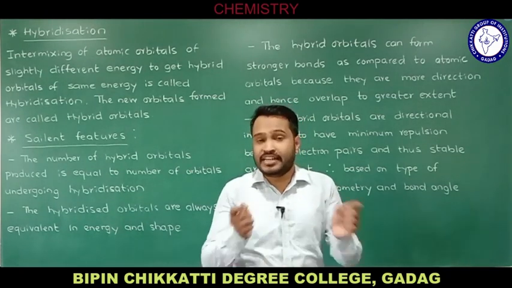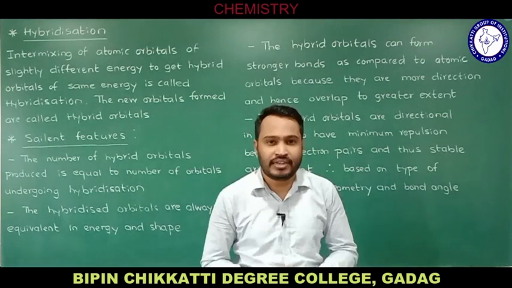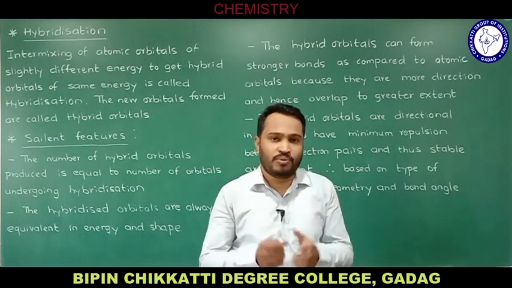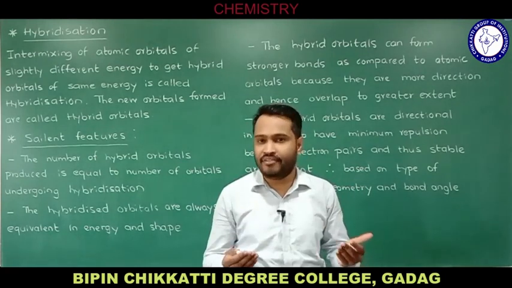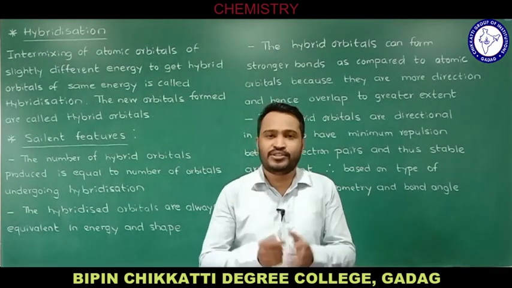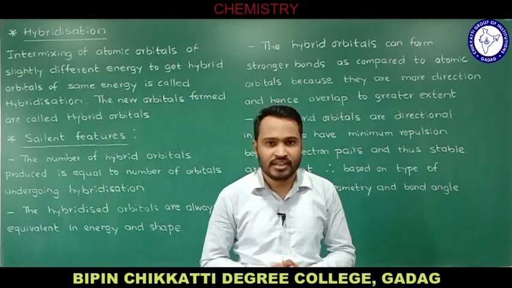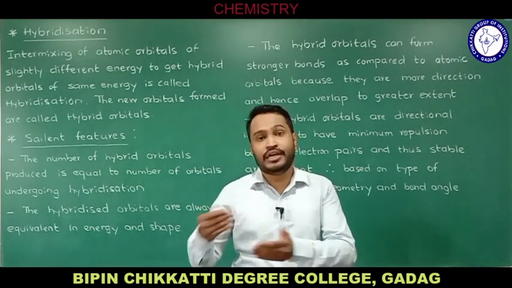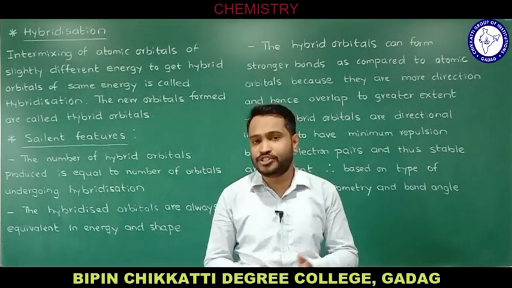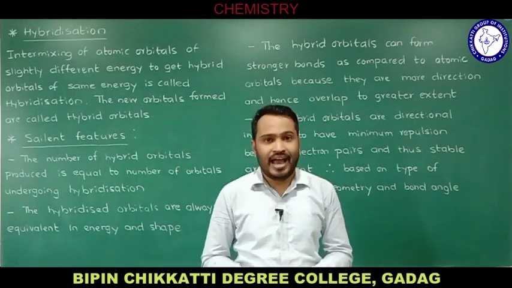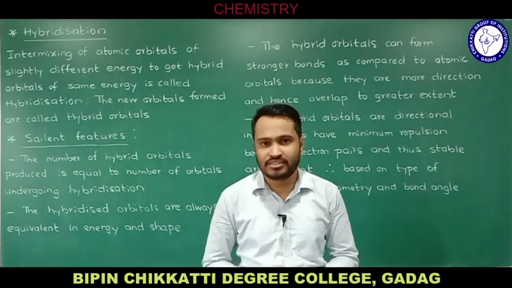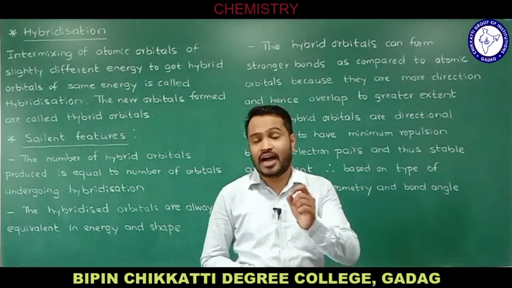Whenever the mixing of atomic orbitals takes place, these atomic orbitals which are going to mix have different energy and different shape. When there is intermixing of such atomic orbitals, there will be formation of new atomic orbitals which are going to have the same or equal energy, and these new orbitals we call hybrid orbitals, and the process we call hybridization.